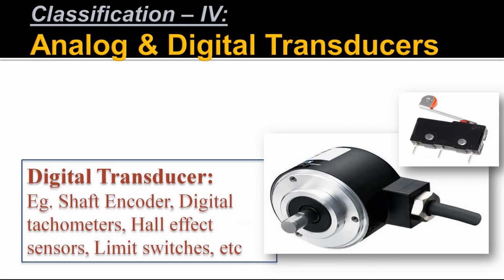Digital transducers. Here, the digital signals occur in the form of pulses. Therefore, the input quantity to a digital transducer is a pulse train. For example, shaft encoders, digital tachometers, Hall effect sensors, limit switches, etc.